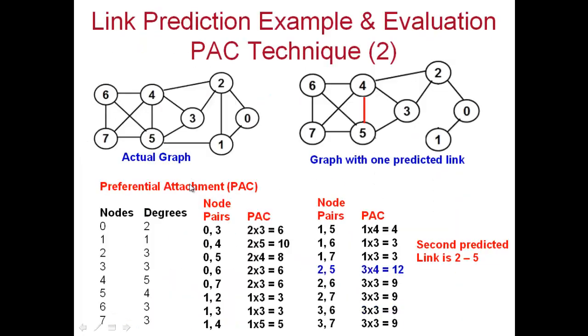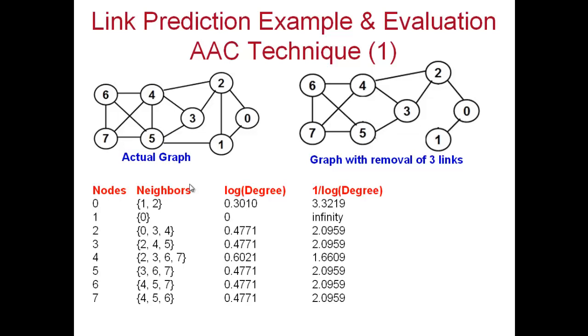So let us see what we have here. Again, we remove the same 3 links. This is the graph with 3 links removed. So we'll find the neighbors for the nodes in this new graph. For 0 it is 1, 2; for 1 it is 0; for 2 it is 0, 3 and 4; for 3 it is 2, 4, 5; for 4 it is 2, 3, 6 and 7; for 5 it is 3, 6 and 7; for 6 it is 4, 5, 7; for 7 it is 4, 5, 6.